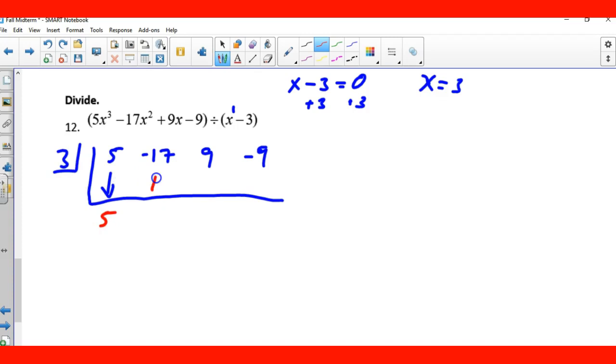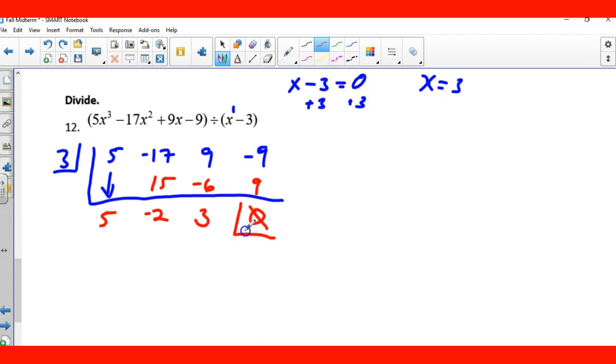5 times 3 is 15. Negative 17. Let's see how this is positive, so we're going to go negative 17 plus 15. That's negative 2. Negative 2 times 3 is negative 6. 9 minus 6 is 3. 3 times 3 is going to be 9. And negative 9 plus 9 is going to be 0.